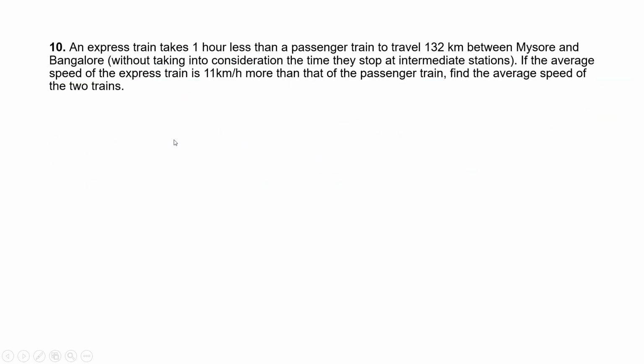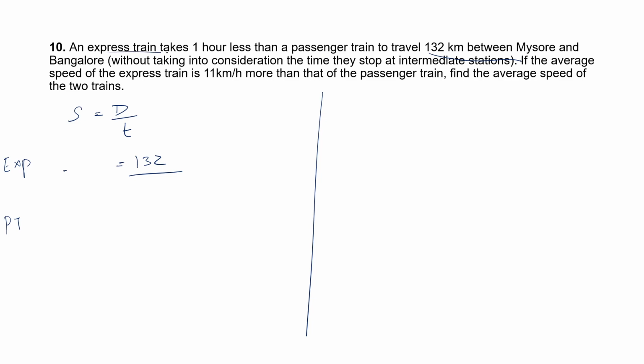Okay. The next question is: a Bangalore express train takes 1 hour less than the passenger train to travel. It is almost the same sum. Just see here. Speed is equal to distance by time. There are two types of trains, express and passenger train, and the distance is given as 132 kilometers. Here the express train travels 1 hour less. If the passenger train's time is x, the express will take x minus 1.